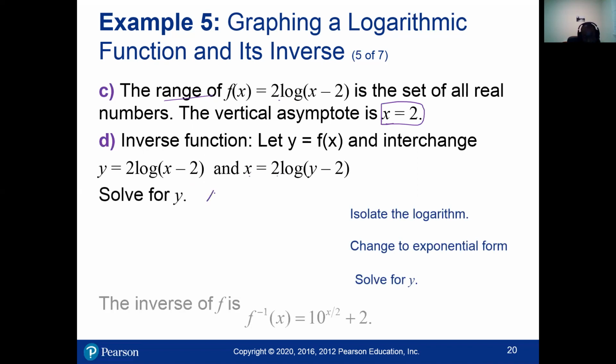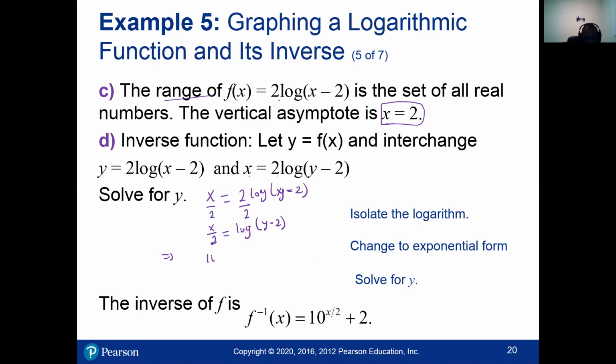So we have this equation: x equals 2 log of (y minus 2). Then we divide both sides by 2. So we have x over 2 equals log of (y minus 2). The base is 10. So we're going to write this in exponential form.